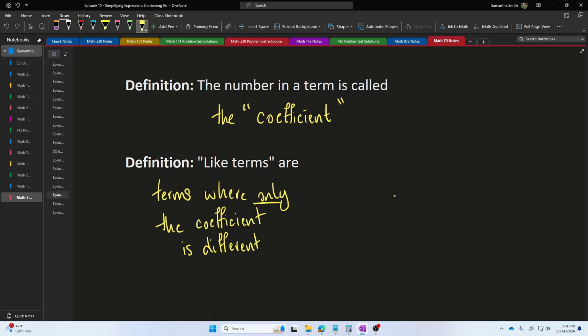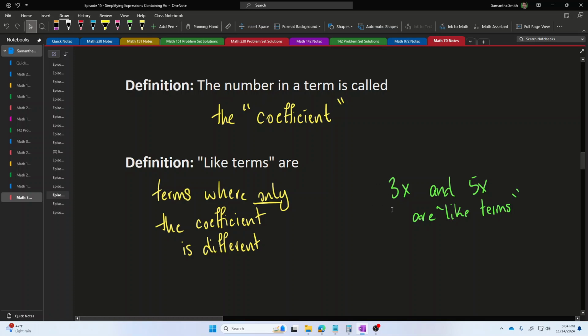Two terms where only the coefficient is different and every other aspect of the term is the same. For example, 3x and 5x are like terms, because if I look at these two terms, the only difference between these terms is the coefficient. One of them has a 3 in front and one of them has a 5 in front, but everything else here is exactly the same.